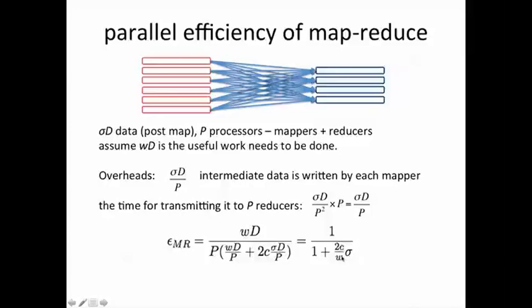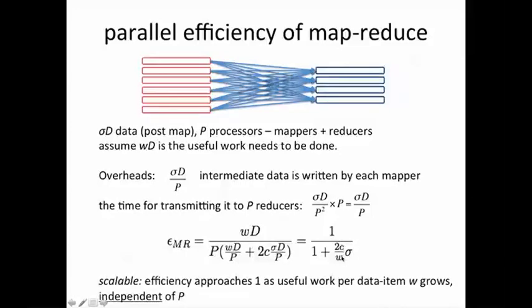However, it is dependent on sigma and W. In particular, as long as the amount of useful work that you do per data item grows, the efficiency ends up going close to 1, which is nice. On the other hand, if the extra data that you produce after the map phase grows, then efficiency can suffer and reduce considerably. So it's very important to use things like combiners to ensure that too much data doesn't get blown up after the map phase is done.